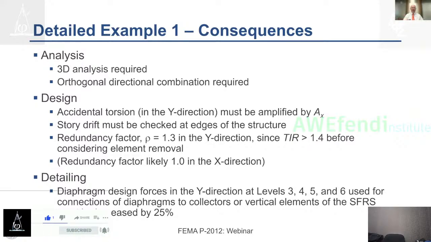because the torsional irregularity ratio is greater than 1.4. We have to consider the redundancy factor in the Y direction, but not in the X direction because it's not irregular in that direction. When we have this type of irregularity, it triggers some increased design forces for collectors and diaphragms, and so those are invoked as well. So that detailed example is for the torsional stiffness irregularity.